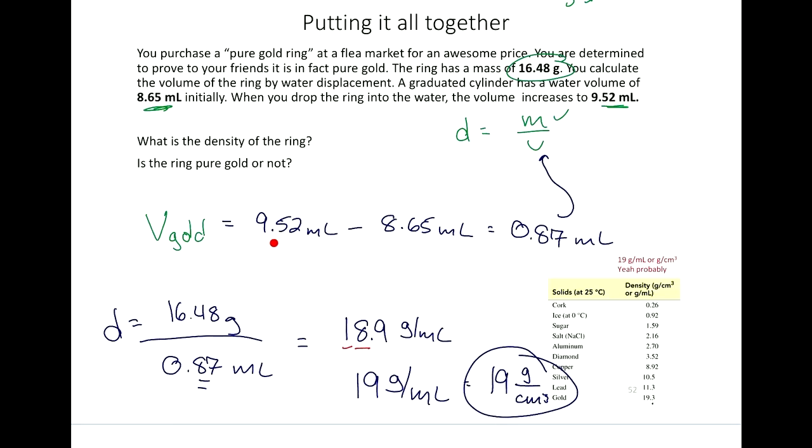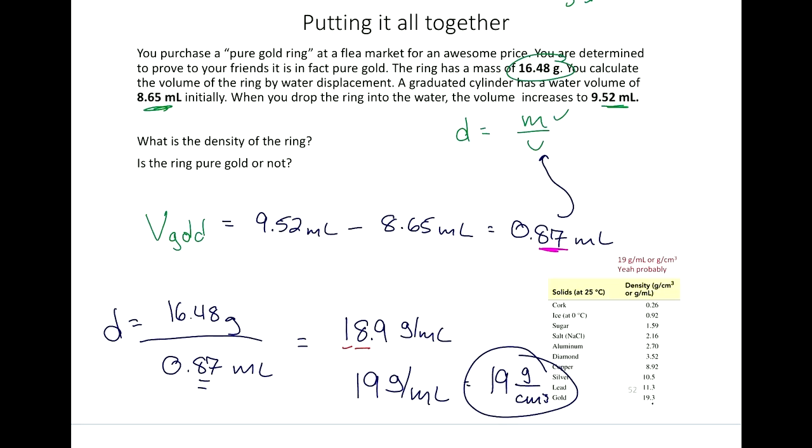So we took the difference between the two water measurements. This is subtraction. To get the volume of the ring, we see that these two volume measurements have technically 3 sig figs, but because it's subtraction, we are not counting sig figs. Our answer needs to go out to the same number of decimal places. So we see that the volume of the ring only has 2 sig figs.